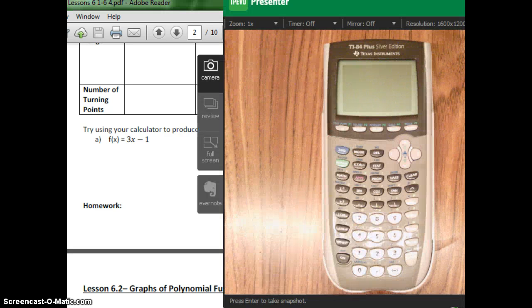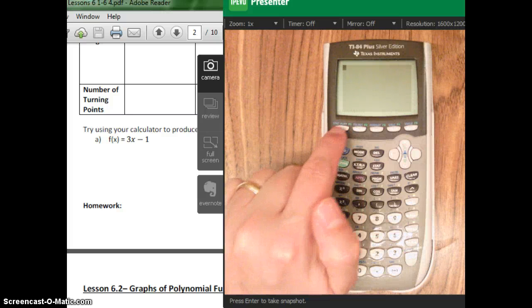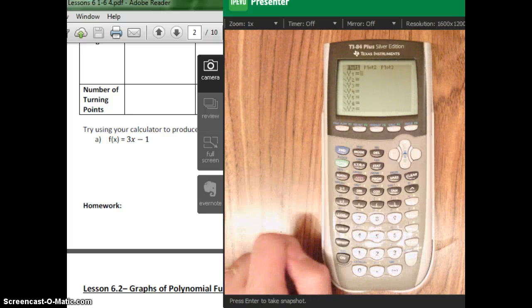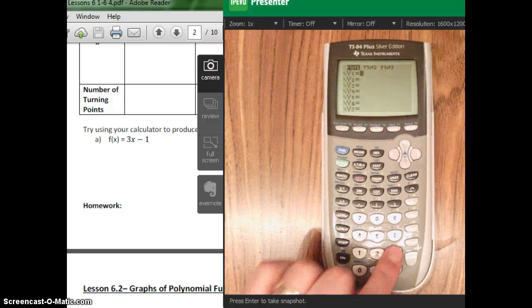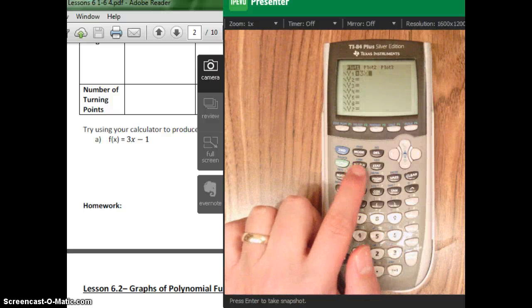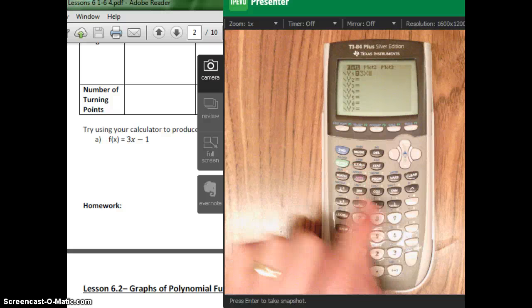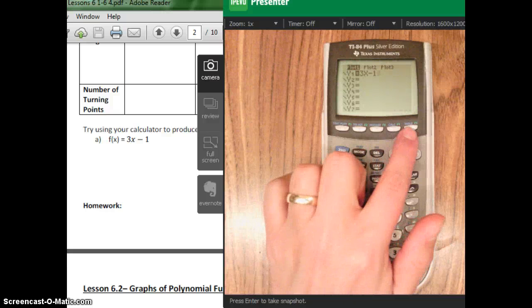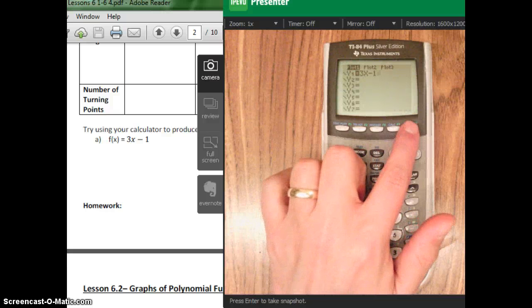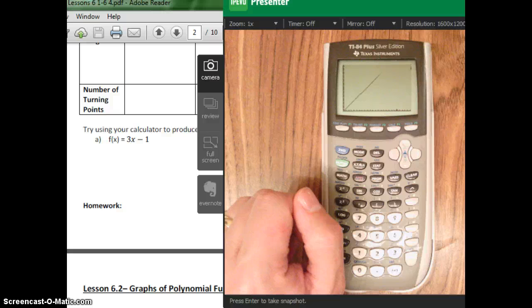So here's what we do. On your calculator, you can click on y equals. Now I can enter a function. Well, 3x, there's the x button right there, minus 1. Now I can click on the top right, which says graph. Look, it's a line. Isn't that exciting?